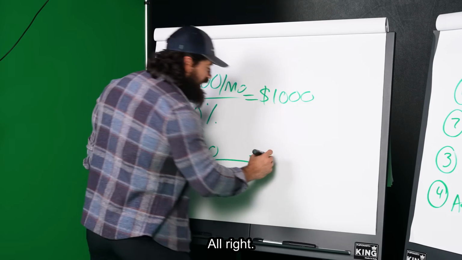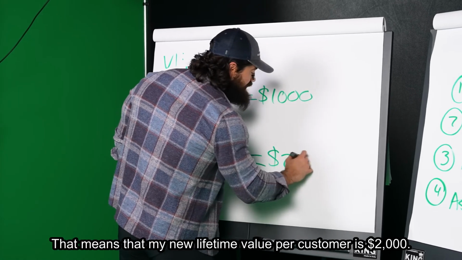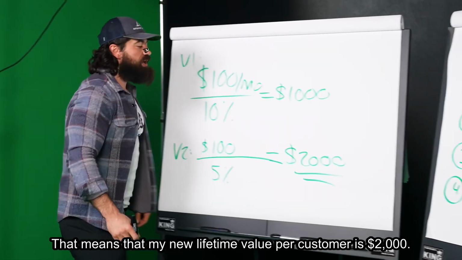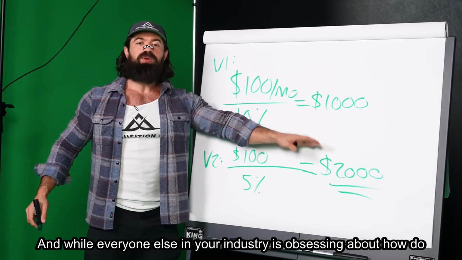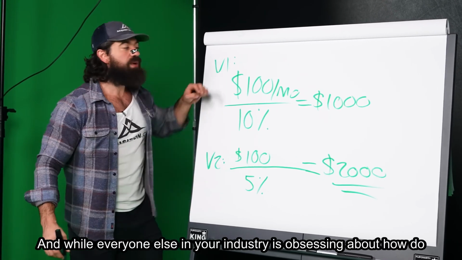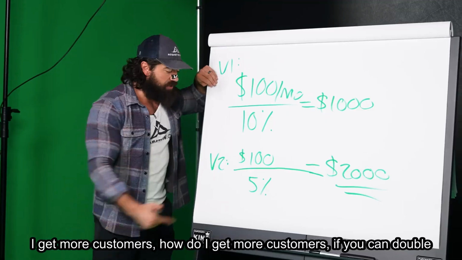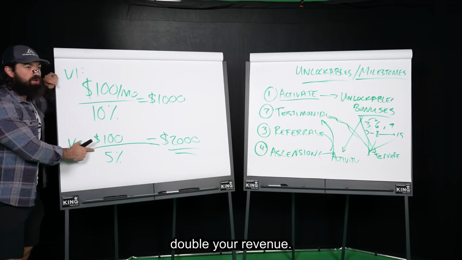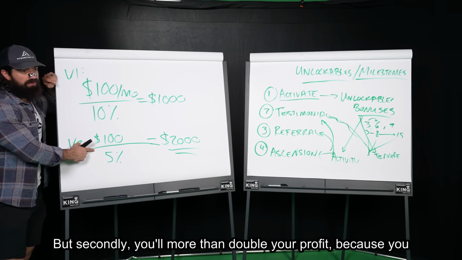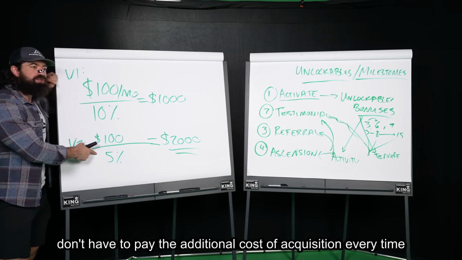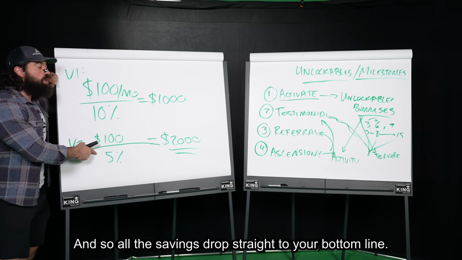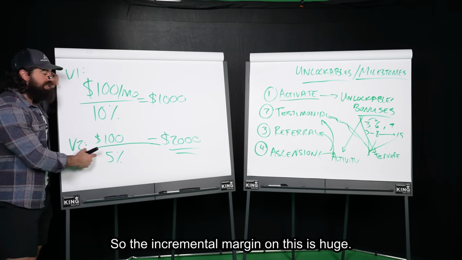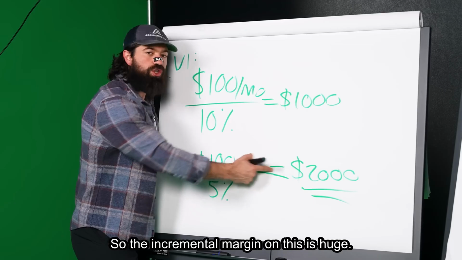Calm down, Jason. All right, that means that my new lifetime value per customer is $2,000. And while everyone else in your industry is obsessing about how do I get more customers, how do I get more customers, if you can double how much your customers are worth, you more than double, well, one, you double your revenue, but secondly, you'll more than double your profit because you don't have to pay the additional cost of acquisition every time to make that extra revenue. And so all the savings drop straight to your bottom line. So the incremental margin on this is huge.